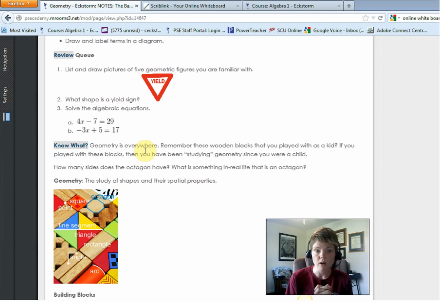Geometry is everywhere. Remember those wooden blocks that you played with as a kid? If you played with these blocks, then you have been studying geometry since you were a child. How many sides does an octagon have? What is something in real life that's an octagon?